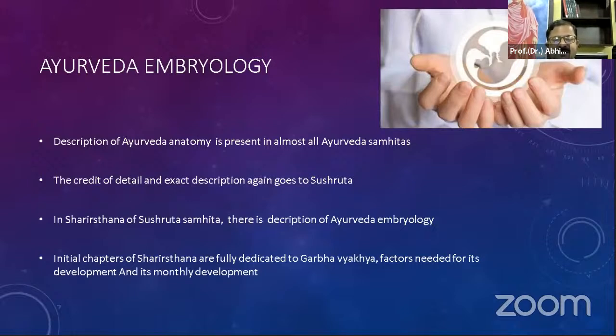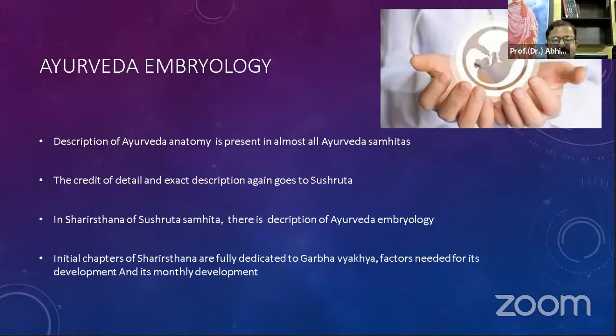Again, I would like to tell you that though Ayurveda embryology has been described by all acharyas, the embryology described by Sushruta is very accurate and very detailed as compared to the other acharyas, because as we know, Sushruta has done dissection. He may have dissected fetal life also. So maybe this is why Sushruta is able to describe the monthly development. Even other acharyas describe it, but the more proper description we can find in Sushruta.